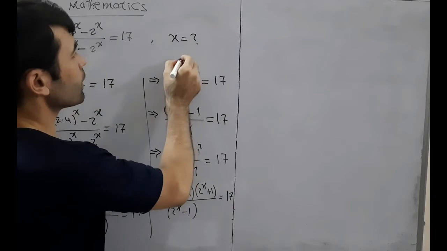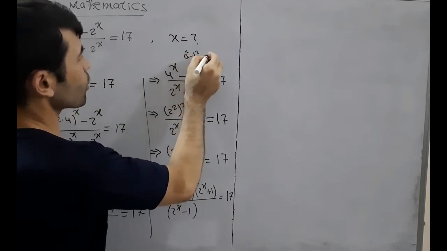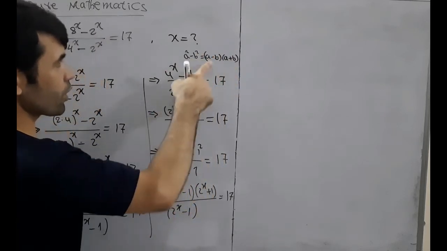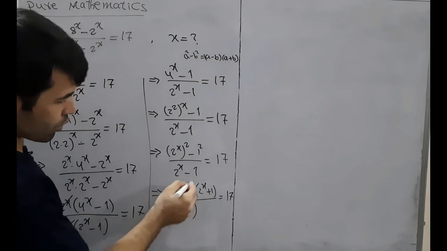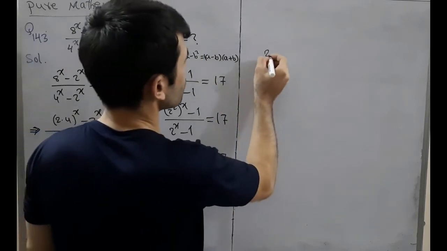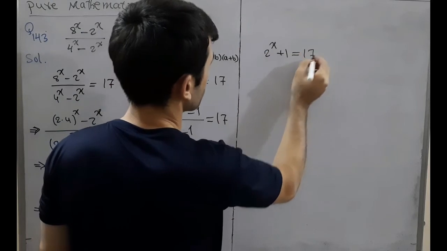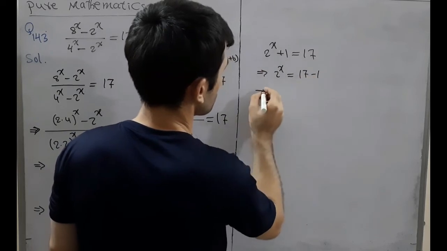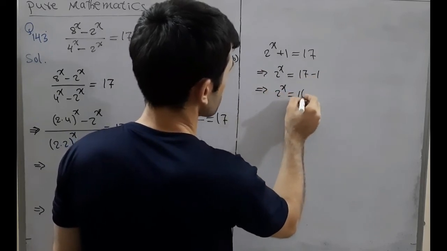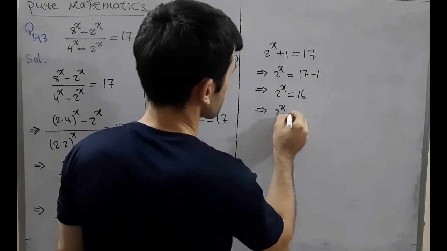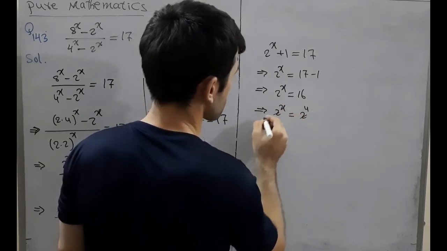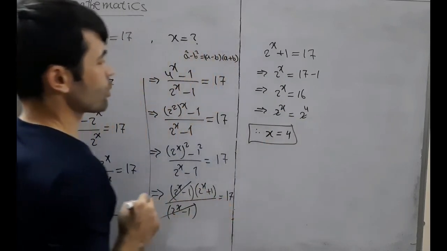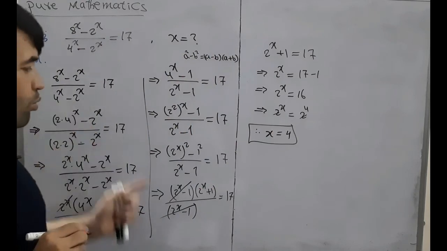We have a formula: a square minus b square is equal to a minus b into a plus b. It is identity formula. Then also these two cancel. We get 2 to the power x plus 1 is equal to 17. This implies 2 to the power x is equal to 17 minus 1. This implies 2 to the power x is equal to 16. This implies 2 to the power x is equal to 2 to the power 4. These two cancel. Therefore, x is equal to 4 is the answer of this equation. It was the solution of this equation.